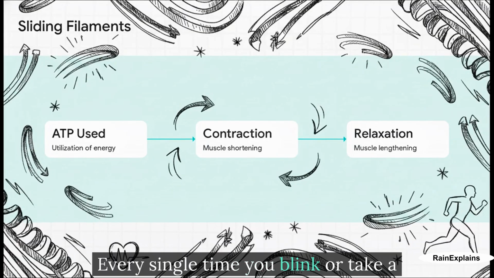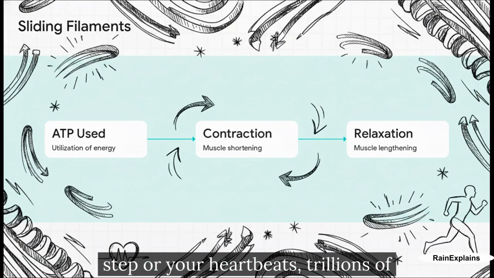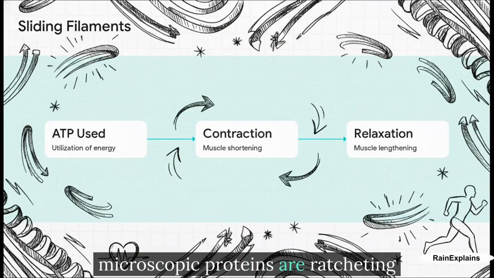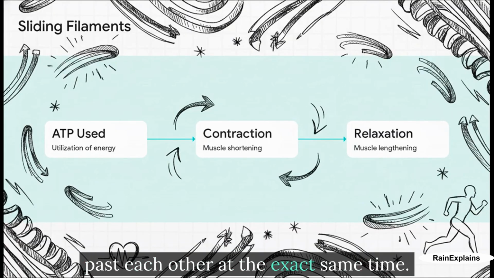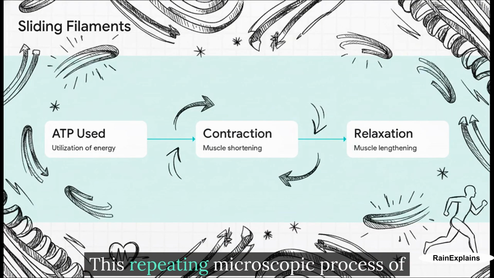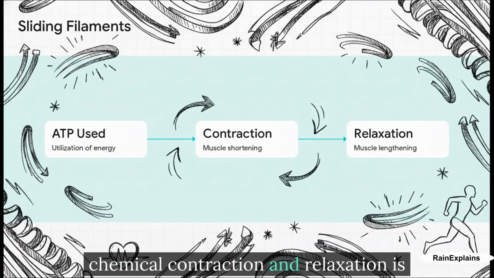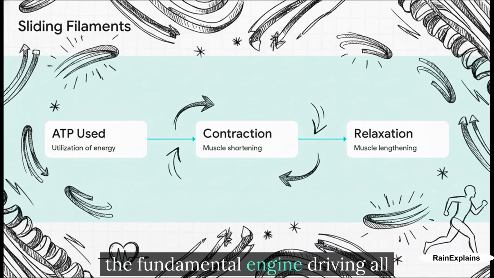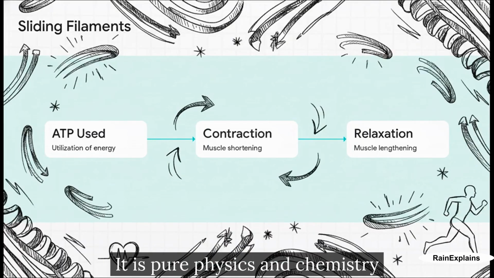Every single time you blink or take a step or your heart beats, trillions of microscopic proteins are ratcheting past each other at the exact same time. This repeating microscopic process of chemical contraction and relaxation is the fundamental engine driving all human motion. It is pure physics and chemistry perfectly executing within an anatomical framework.